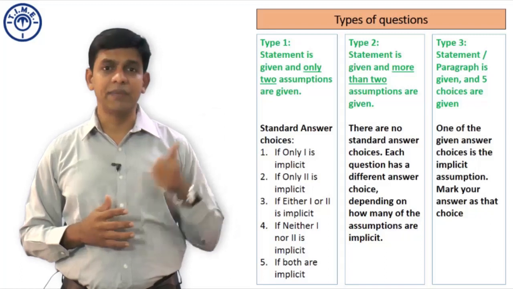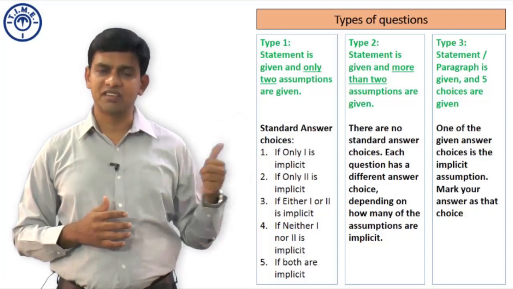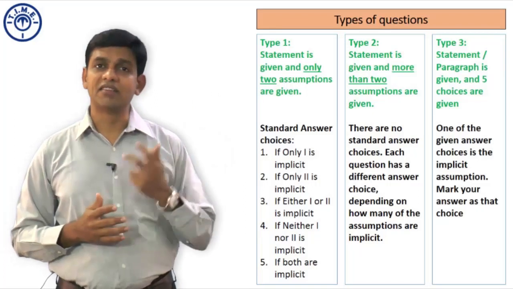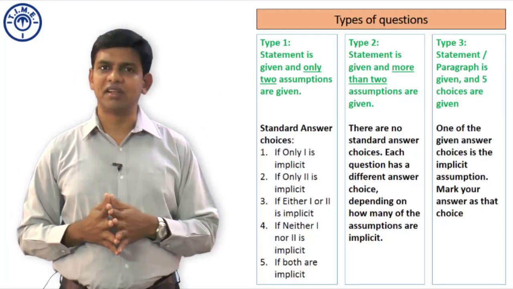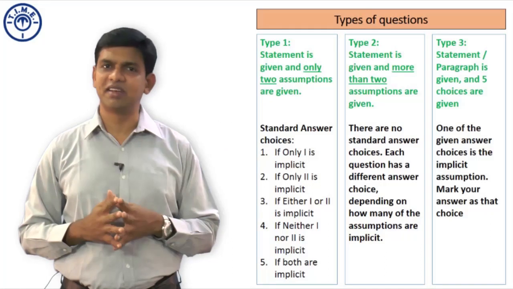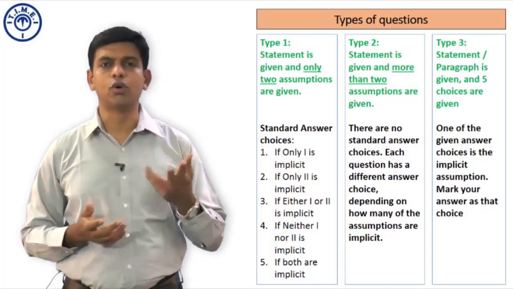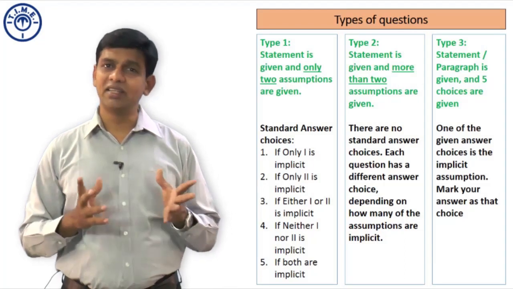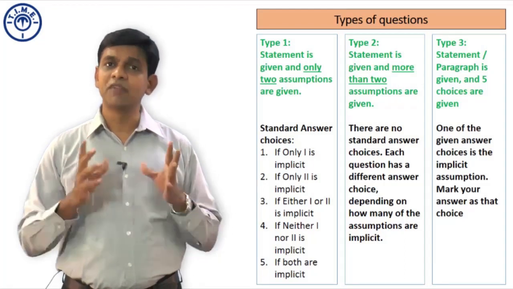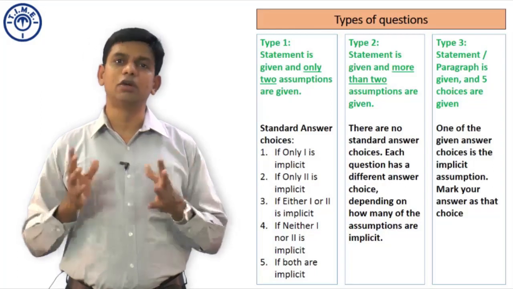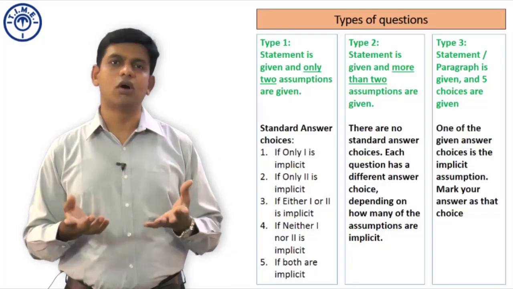The first one is that only the first assumption is an implicit assumption. The second one says only the second one is an implicit assumption. That means the first one is not an implicit assumption. The third one says either 1 or 2 is an implicit assumption. In this choice, what we say is both the assumptions are not simultaneously true. Only one can always be accepted.